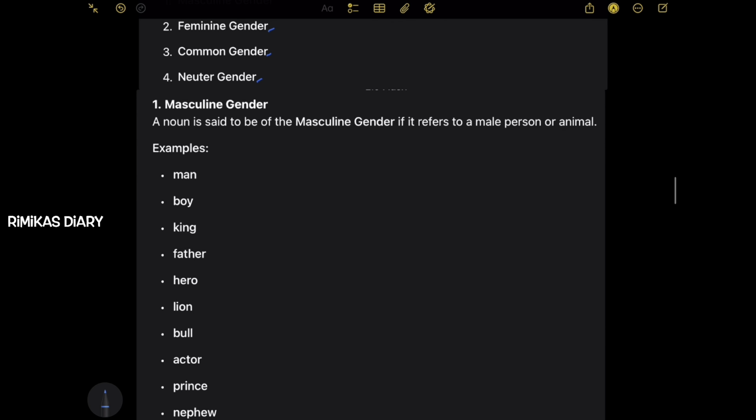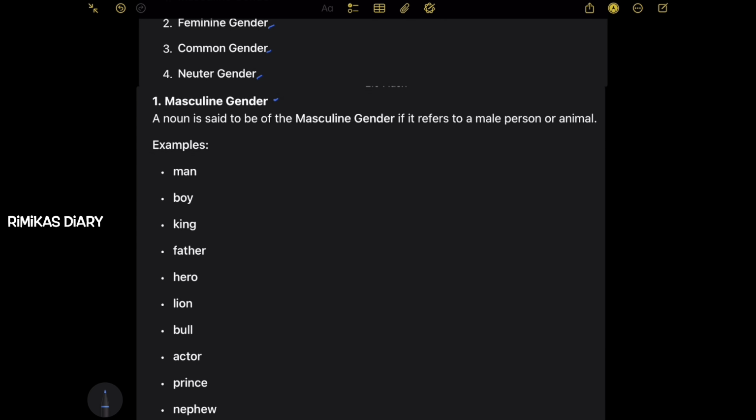First, let's see what a masculine gender is. A noun is said to be of the masculine gender if it refers to a male person or animal.